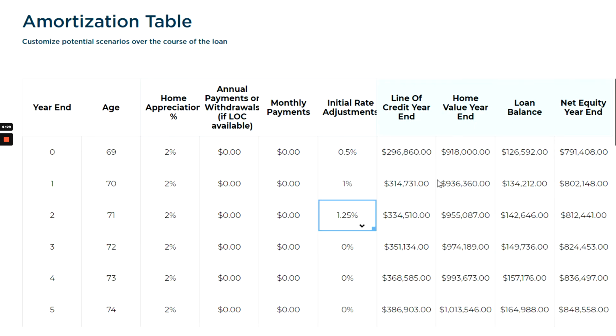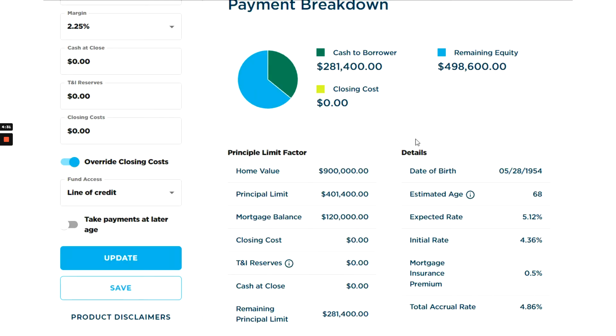So let's look at 5 years. Well, let's look here actually. The remaining loan amount you have left after paying off the $120,000 mortgage is $281,400. Your loan amount approved based off of this age at this rate, and the equity position for this example is $401,400 out of the $900,000 value.